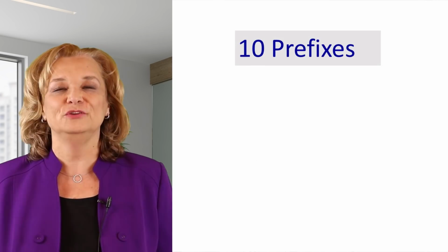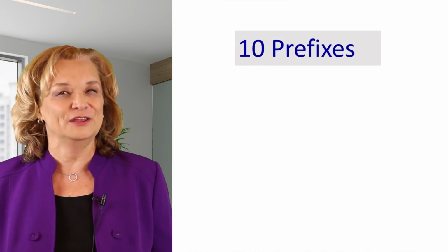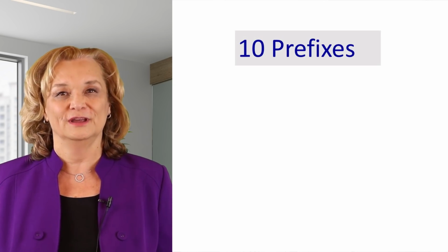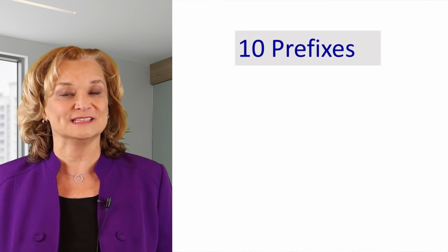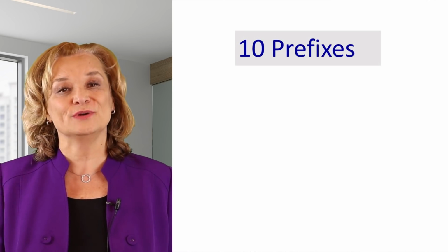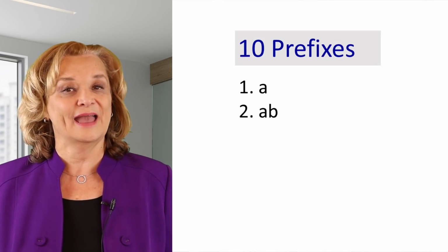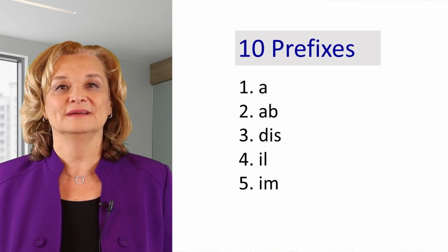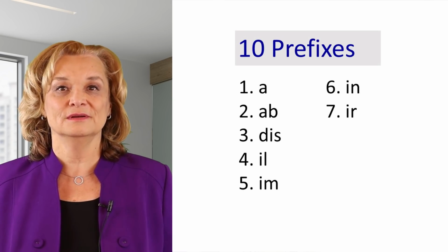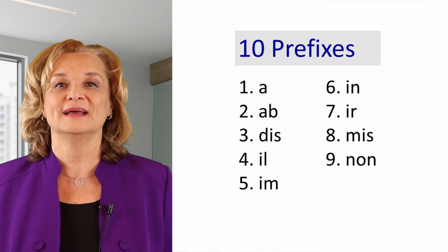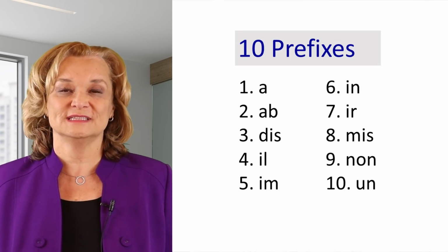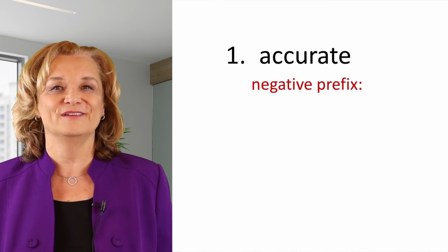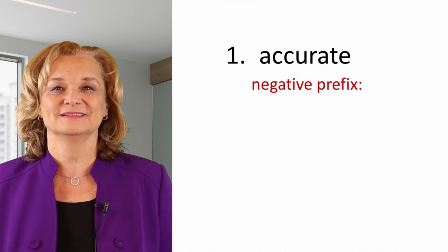So for the test, you will see a word on the screen, and you will need to decide which negative prefix goes with that word. You have 10 different prefixes to choose from. Your 10 choices are a, ab, dis, ill, im, in, ir, miss, non, and un. All of these prefixes mean not. They create the opposite meaning of the word. All right, let's get started with the first one.